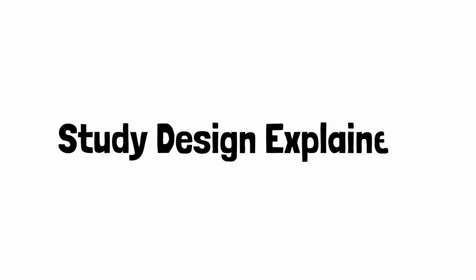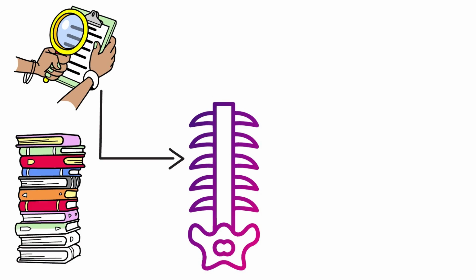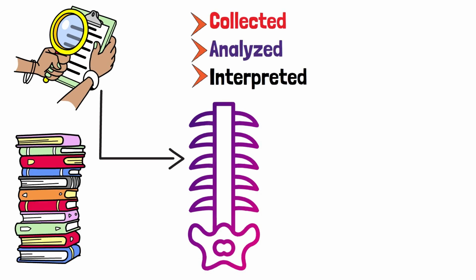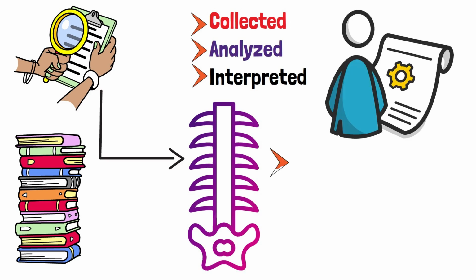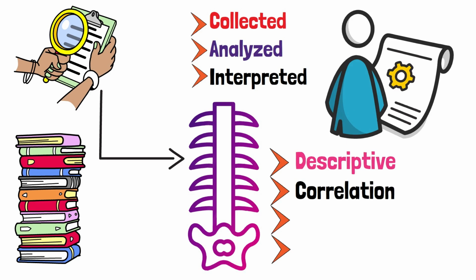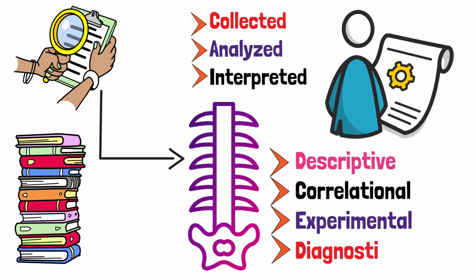Study design explained. Study design is the backbone of any research project, determining how data is collected, analyzed, and interpreted. Broadly, research designs fall into four common categories: descriptive, correlational, experimental, and diagnostic.